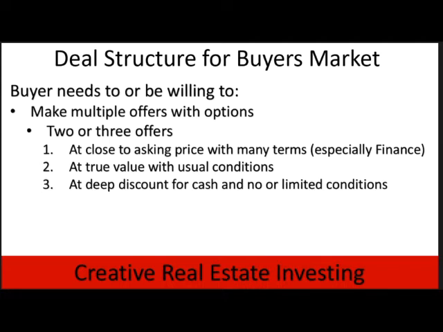Then you can also throw in a third option, and this is going to be a deeply discounted offer for cash, with no or very limited conditions in this one as well. So you might throw an offer of $340,000 cash, knowing full well that if they bite at that $340,000, you can take the risk that there's some issues with the property and you can resell that property if you need to, or you've got enough equity in there to fix those problems.